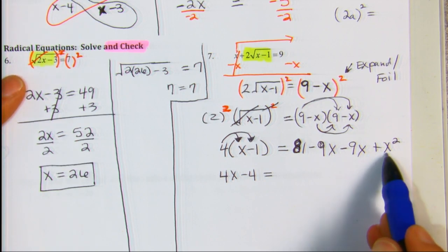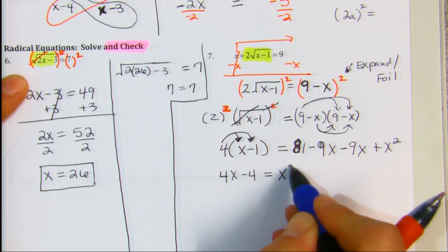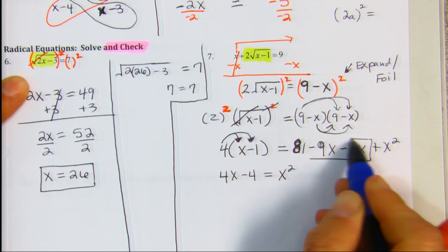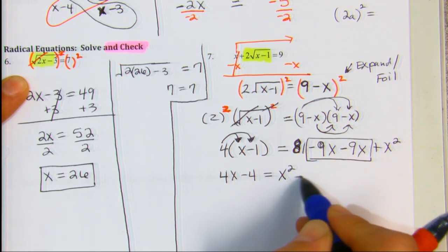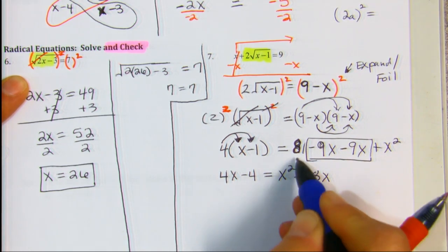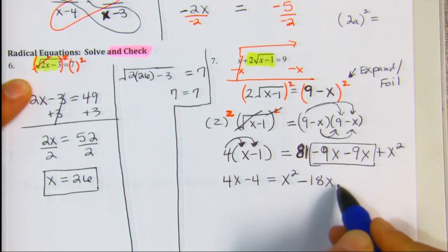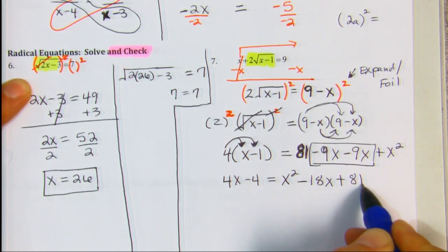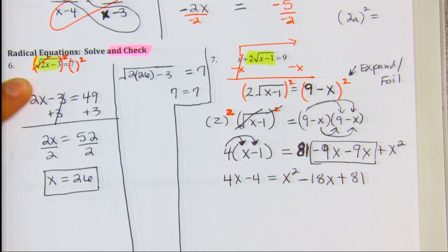Since that's a positive x squared, I'm going to write x squared. I have some like terms right here. Negative 9 and negative 9 make a negative 18x. And that's a positive 81, so I would just write plus 81. So I kind of did two things at once in that step. I combined like terms and put it in descending order. Did you guys get that?